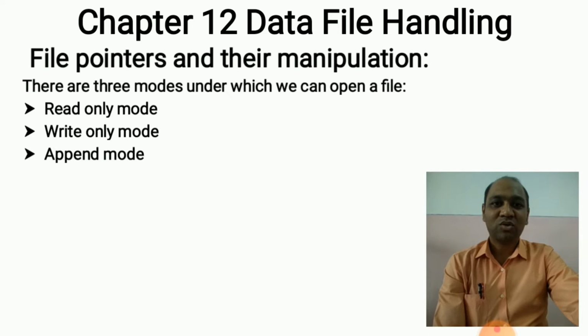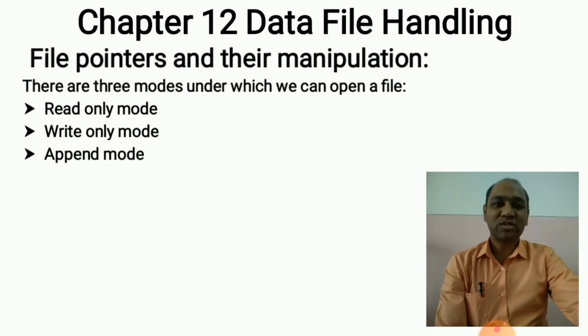And here you can see there are three modes under which we can open a file: read only mode, write only mode and append mode. When we open a file in read only mode, then the get pointer will move to the beginning of the file, so that is 0th byte of the file. And when we open a file in write only mode, then the put pointer will move to the beginning of the file, that is 0th byte of the file.